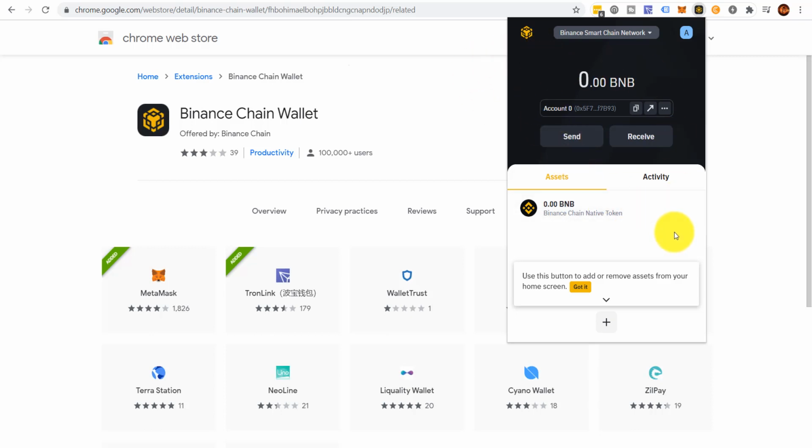Now, why do we need to set up our wallet? You need your Binance Chain wallet. I prefer to use my Metamask wallet, but there are 2 different types of BNB tokens. The BNB tokens that you typically get, like if you use the Atomic wallet or if you use normal Binance in the US, are not compatible. You can't use those tokens directly on Binance Smart Chain.